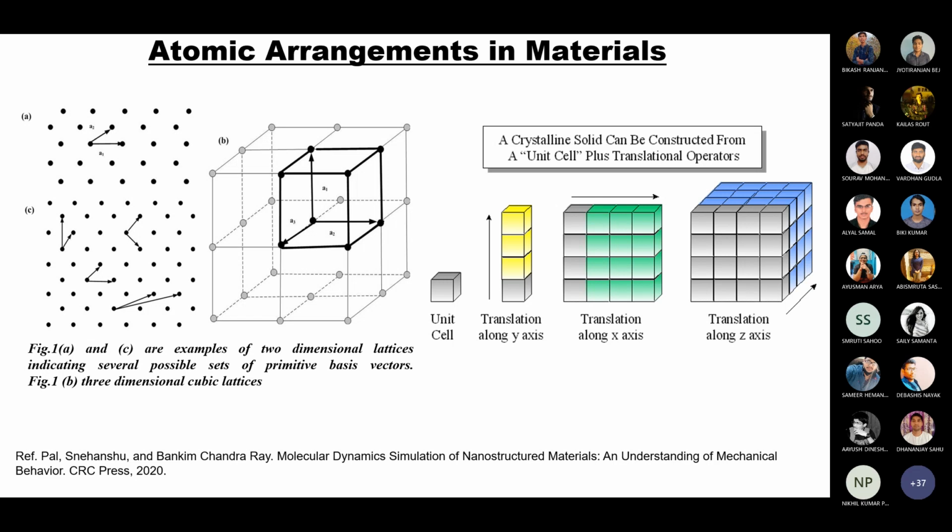Now if you look at figure 1b, you can see the translation along the y-axis, then along the x-axis, and then along the z-axis, making a three-dimensional arrangement of a bulk system with different unit cells. So a crystalline solid can be constructed in such a way. If we take a unit cell and translate it in three different directions x, y, z, we can get a crystalline solid block.